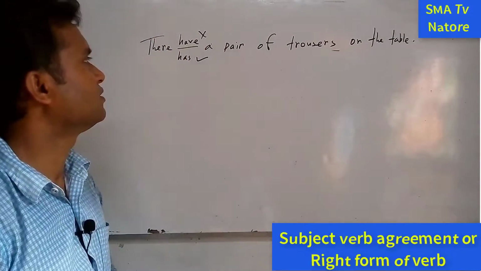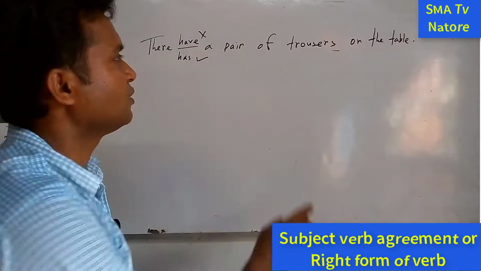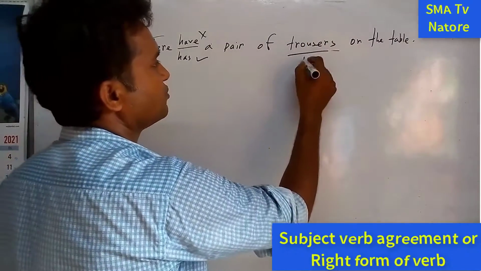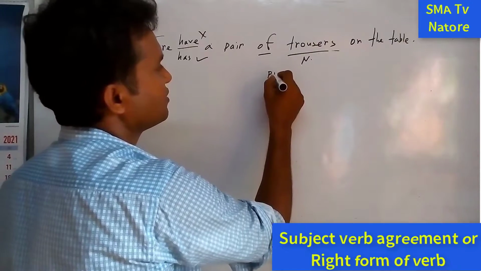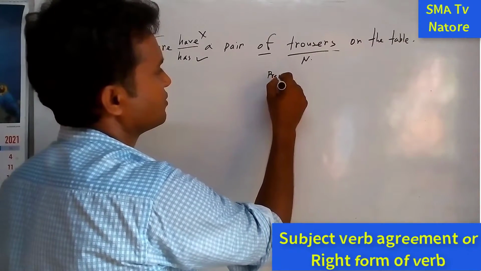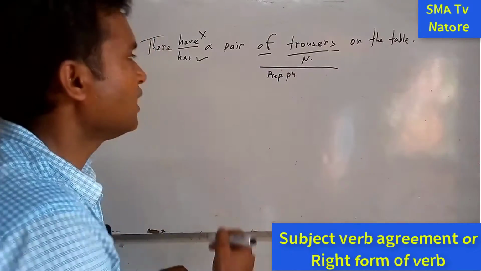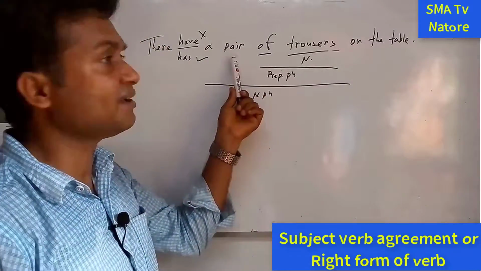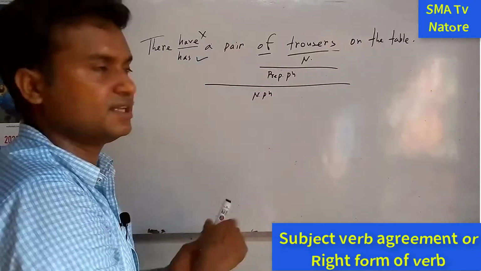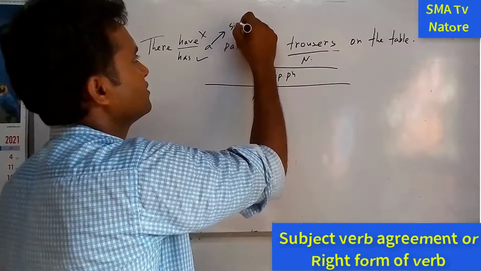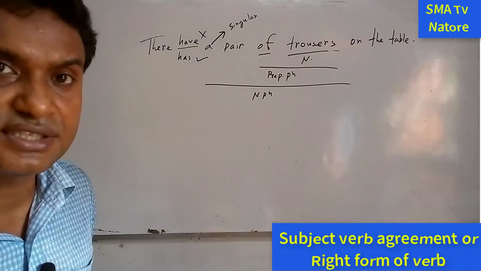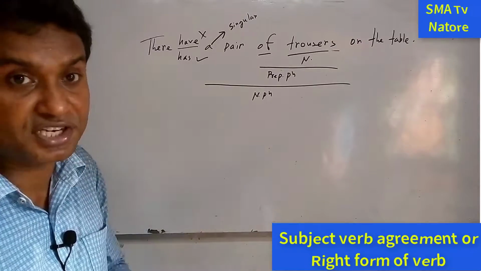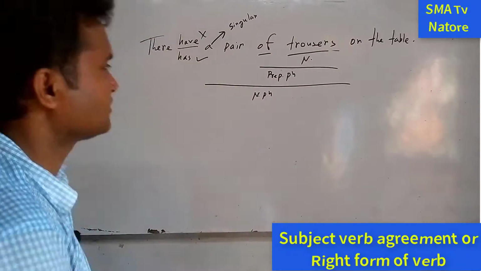So here a pair, this is the singular form. Although trousers is the plural form, that is the plural number or noun. This one is the noun, and this one is the prepositional phrase from here to there, and finally from here to there this is the noun phrase. But this noun phrase indicating a pair. For this reason a is the singular. A, it is indicating the singular. So for this reason we can use here has. Has is the singular generally in this sentence. So I hope that you can understand it.